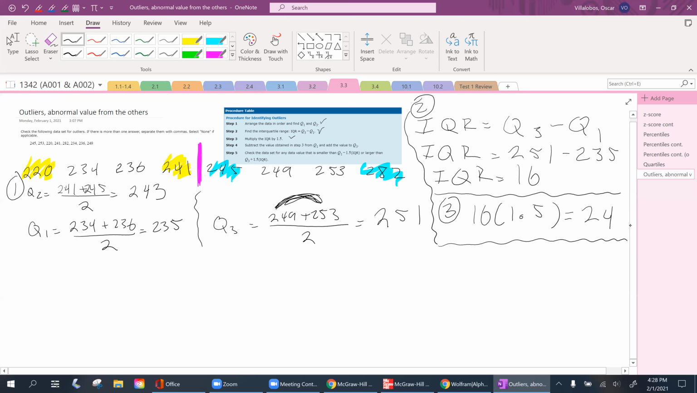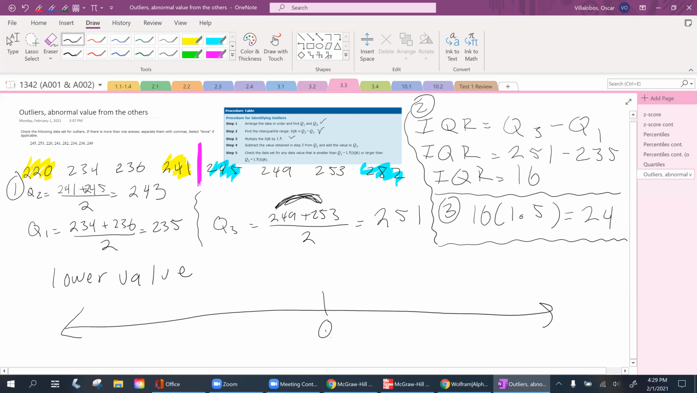Now, what we're going to do to find these bounds is focus on my Q1 and Q2, and I'm going to add this value to my Q1, my lower value. Visually speaking, I'm focusing on something like this. This is Q2. This is Q1. I'm going to stretch Q1 backwards by this IQR times 1.5, and that's going to be my lower bound. Anything below that will be an outlier.